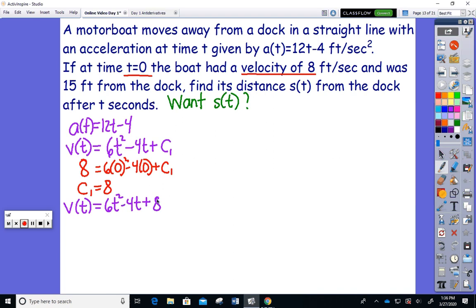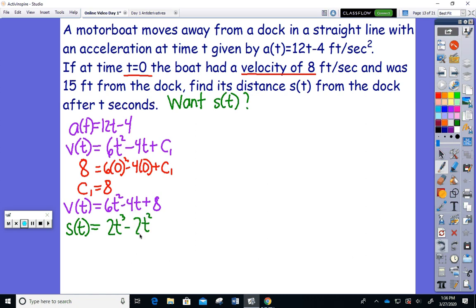Oh, this is good. Now I want to jump from velocity to position. So I remember that the antiderivative of velocity is position. So I do the antiderivative of the left, repeat, and do the antiderivative of the right. I'm going to take t squared up to t cubed. 6 divided by that 3 is 2. I'm going to take t up to t squared. 4 divided by that 2 is 2.